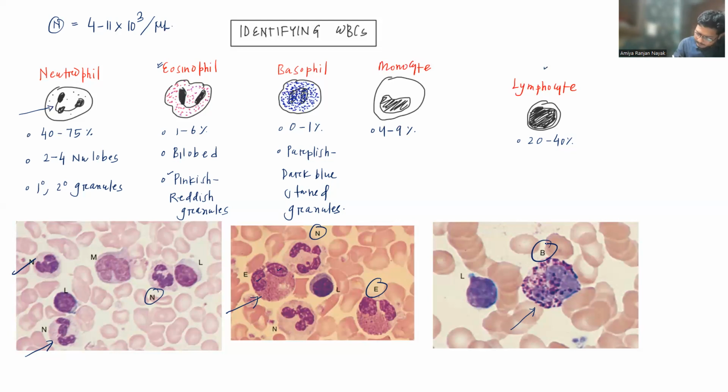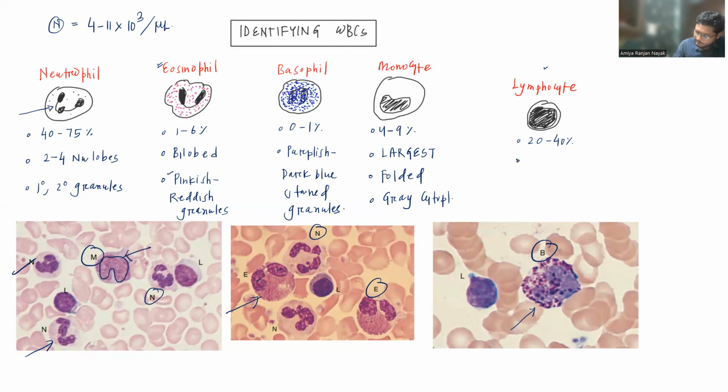Next one is the monocyte. You can remember these are the largest cells, the largest type of WBC, around 20 micrometer in diameter. They will have a folded nucleus and gray cytoplasm. Of course, you will not appreciate any granules in monocytes. So you can see here, this is a monocyte. You can appreciate the folded nucleus, and you can see a gray cytoplasm.